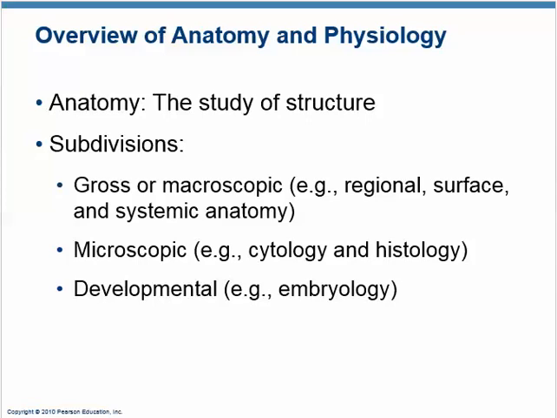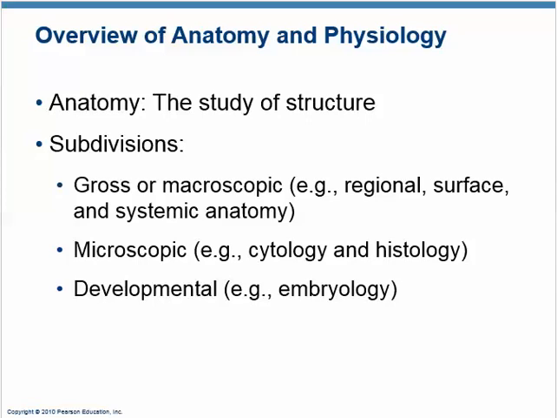Microscopic anatomy is cytology or histology. Cyto means cells, so cytology is the study of cells. Histo means tissue. Hist and tis are the same word in Greek. So histology is the study of tissues.